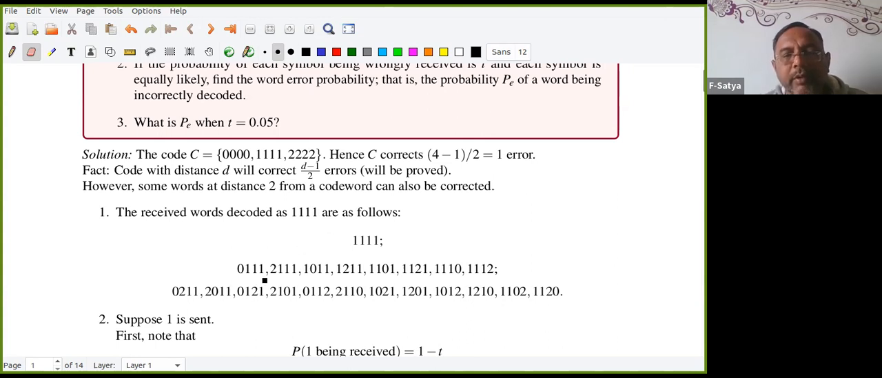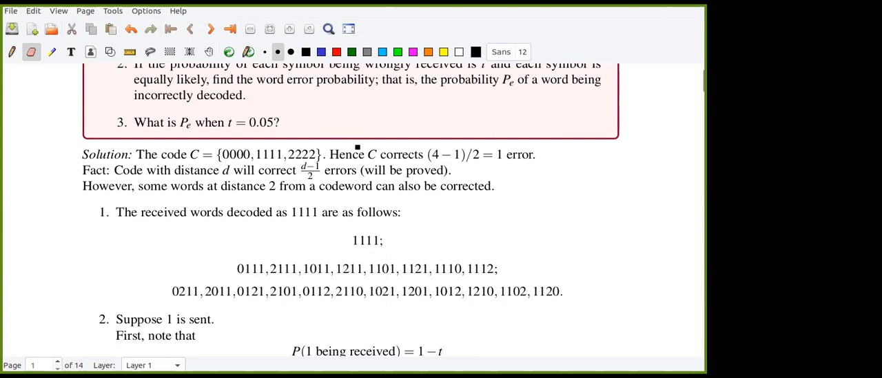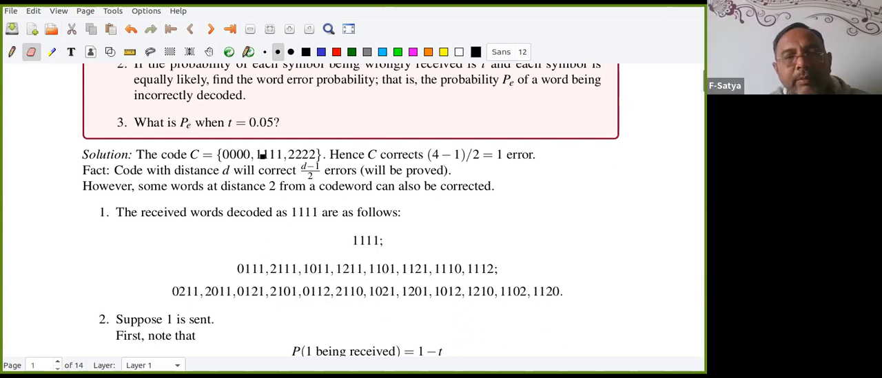If 0111 comes, why do we decode it to 1111 only? Somebody help me, Mehak. Yes, sir. If it is 0111, three of them are ones, so we can say that it is 1111. The distance between 0111 and 0000 is 3, and for 2222 also 3, whereas the distance between 0111 and 1111 is 1. So as per the nearest neighbor decoding rule, we assume the message sent is 1111, not 0000. We can decode this to 1111 only, correct?